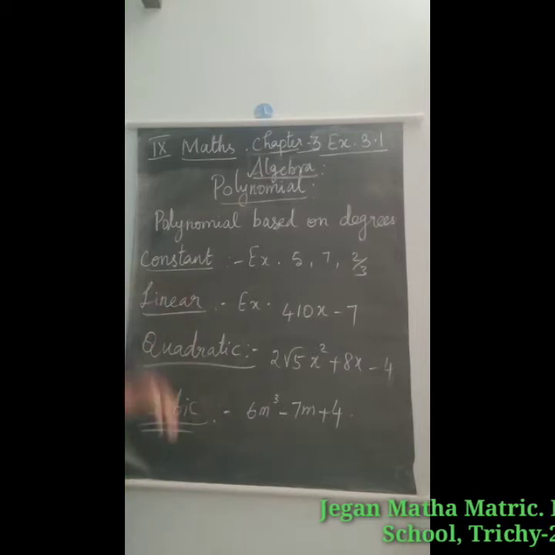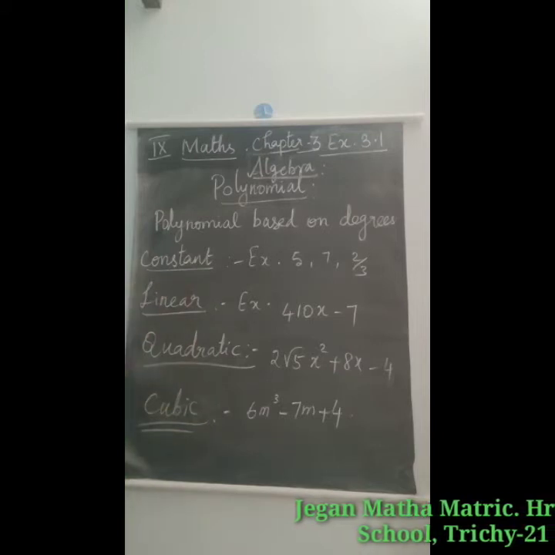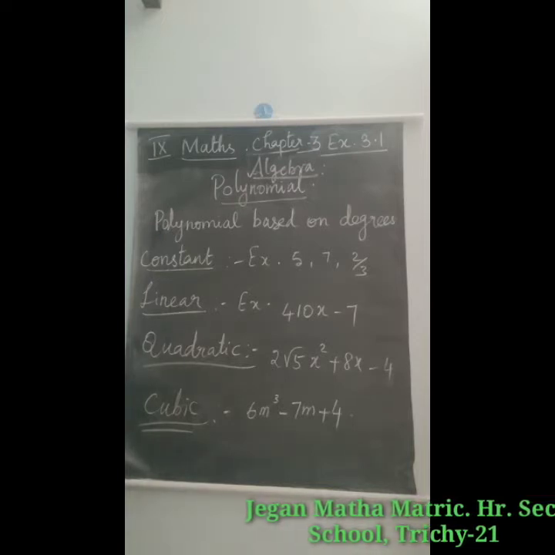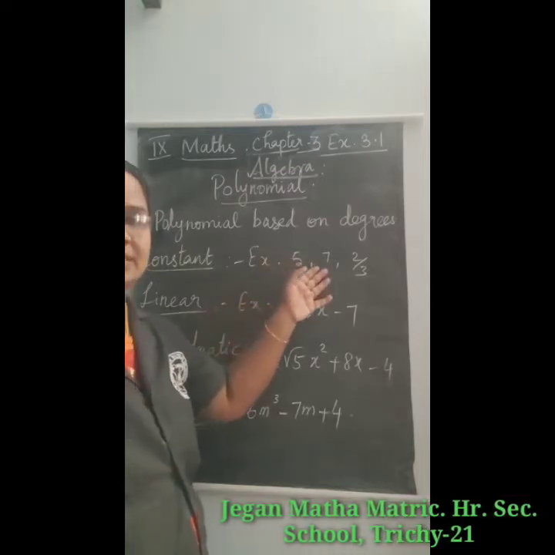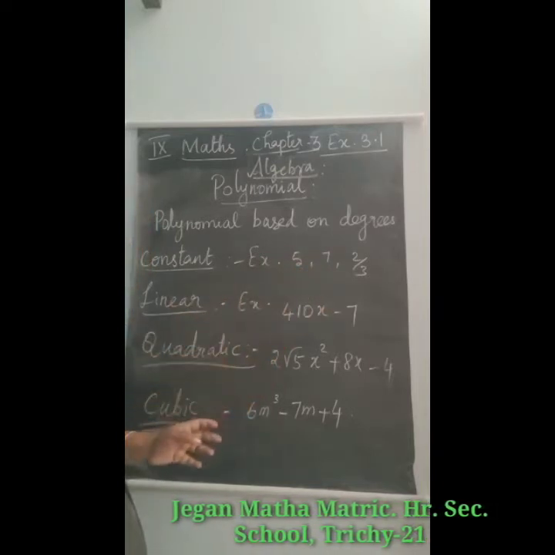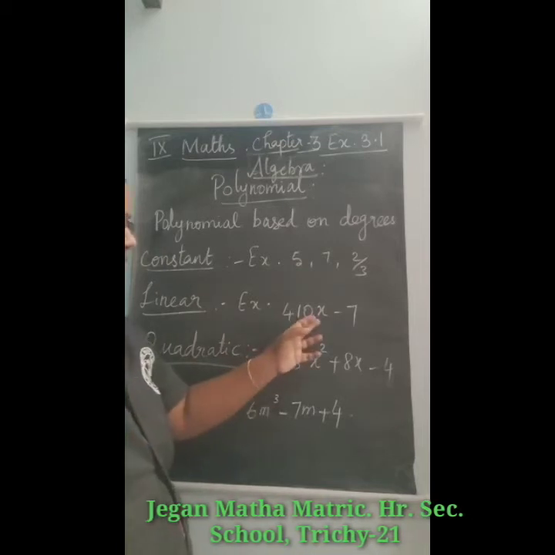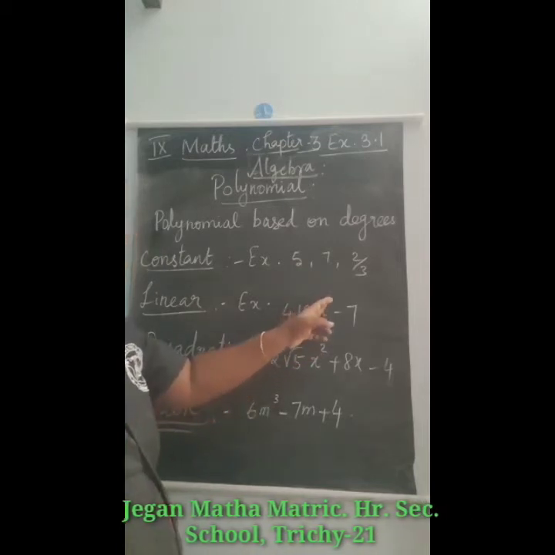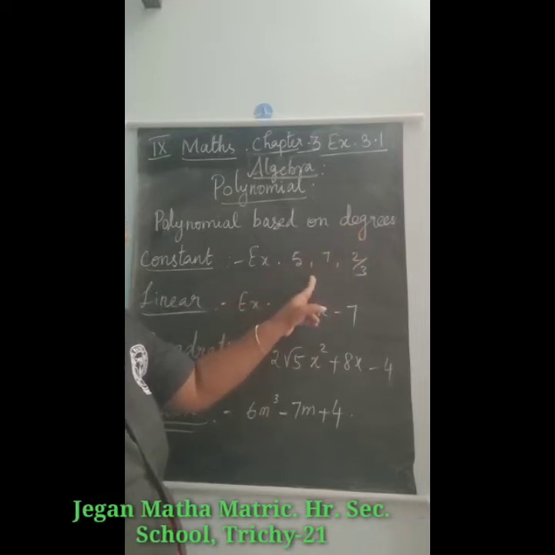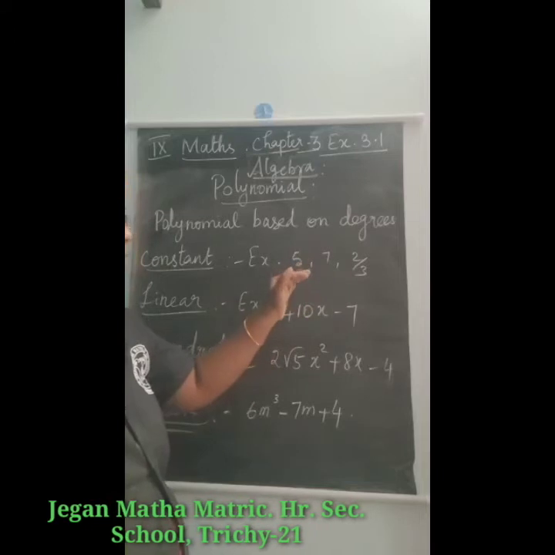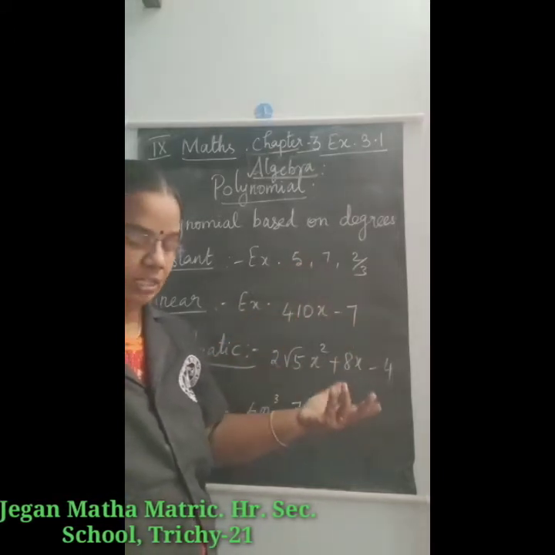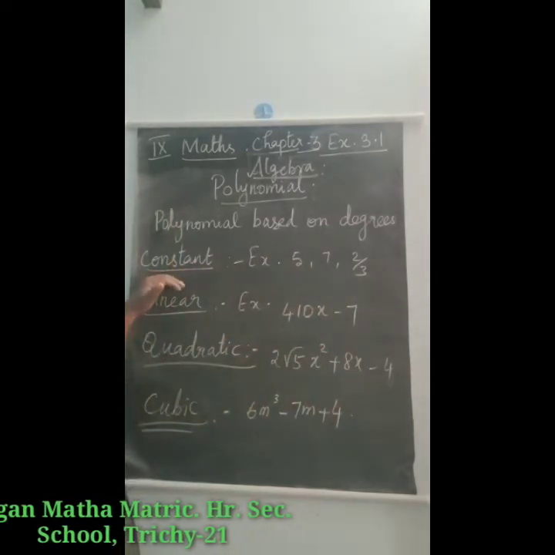So what is constant polynomial? A polynomial of degree 0 is called constant polynomial. There is no variable in this. How to find out the constant, linear, quadratic, cubic? You have to take the variables and the power should be considered, that is degree. What is the power of the variables? Here no variables, only constant term. So no variables means there is no degree, so that is called constant polynomial.